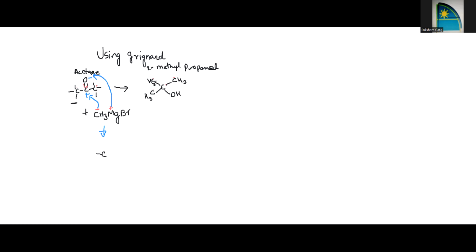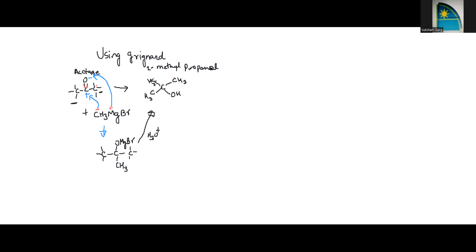So CH3 you write as such. C, this double bond on addition will become single bond and MgBr will go to oxygen, right? This carbon will go here. Another, this particular carbon we will write as such. So this one on complete proton transfer will give you the required alcohol.